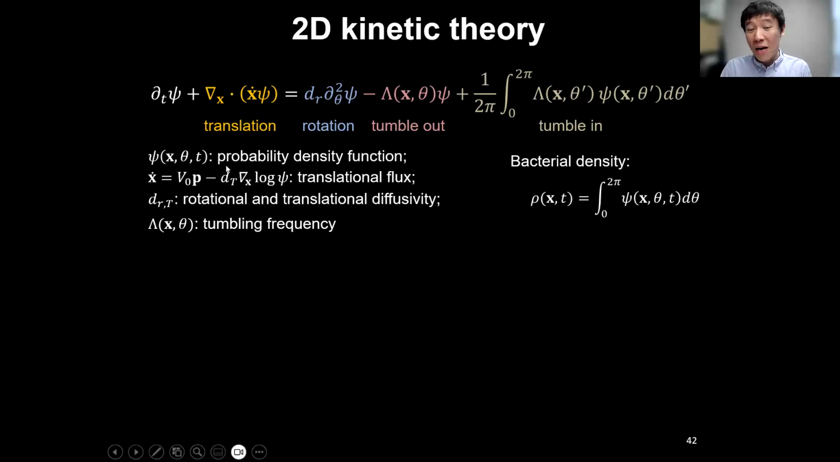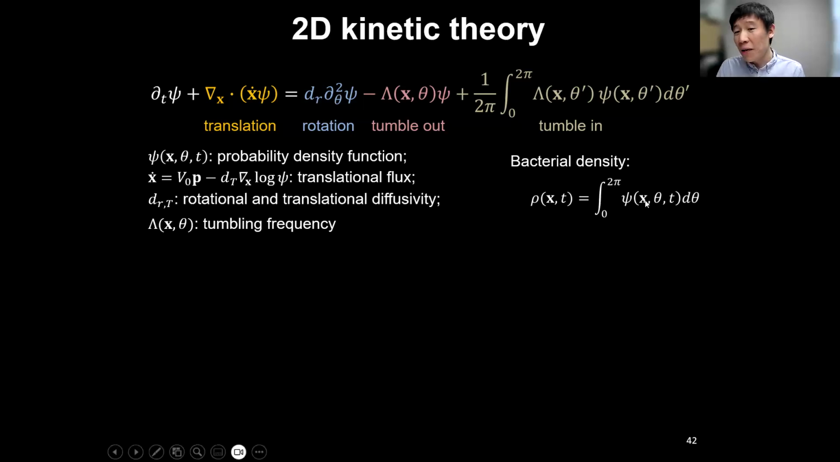Basically, we write the probability density function of bacteria: what is the probability of finding a bacterium at location x, at orientation theta, at time t? And then we write essentially the conservation of probability. The yellow term is the translational dynamics, how translation changes the probability. The blue one is rotational diffusivity. And this pink one is because bacteria tumble. When they tumble, they move out of this angle. And the last one is tumbling in: when from another angle they tumble, they can go into this orientation.